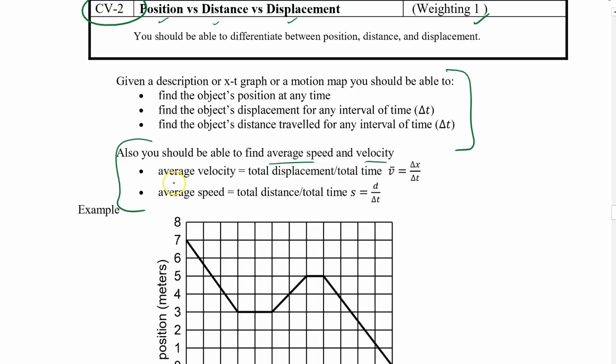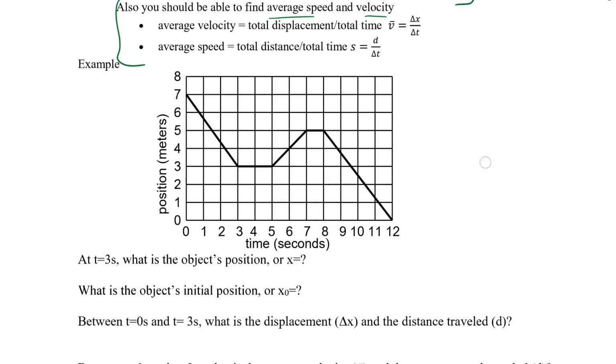So just as a reminder, average velocity, and we put that little line over top to show average, is the total displacement divided by the total time. Average speed, I like to use the letter S for speed, is equal to the total distance over the total time, so I just use a D instead of anything else for that. So let's take a look at the first part.